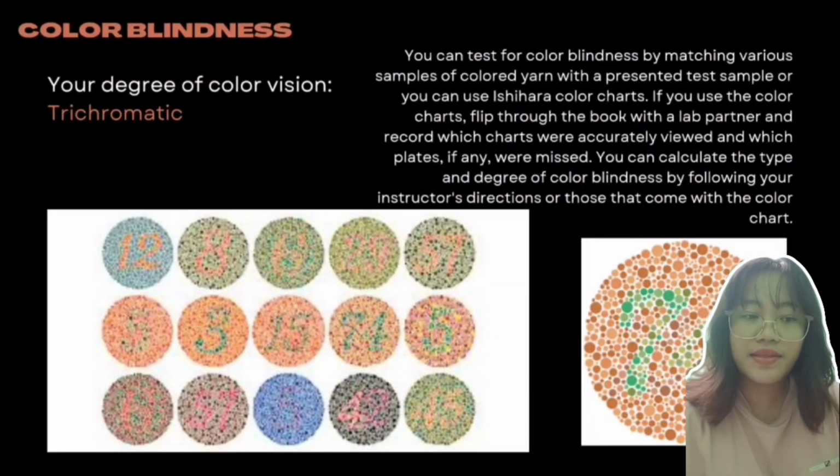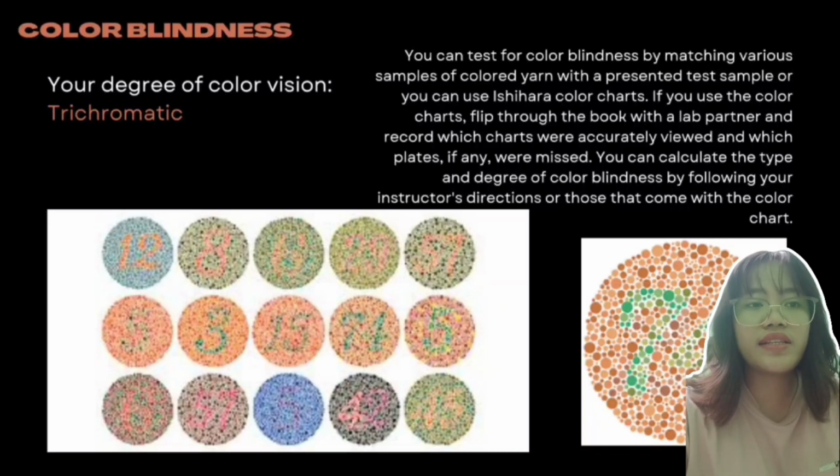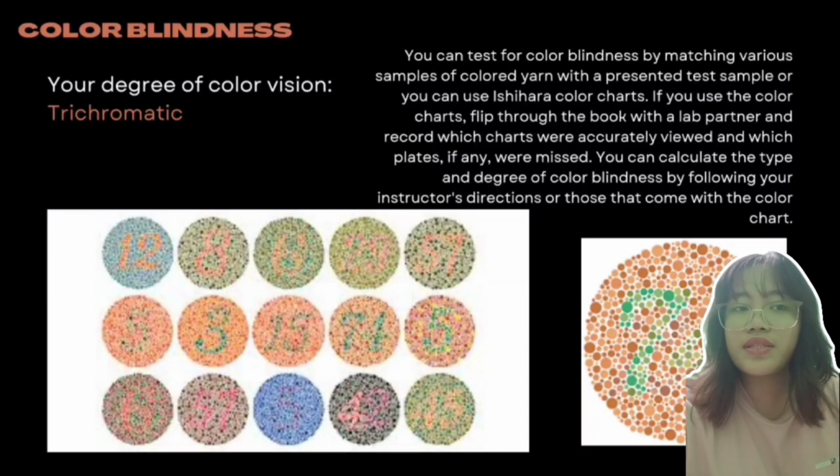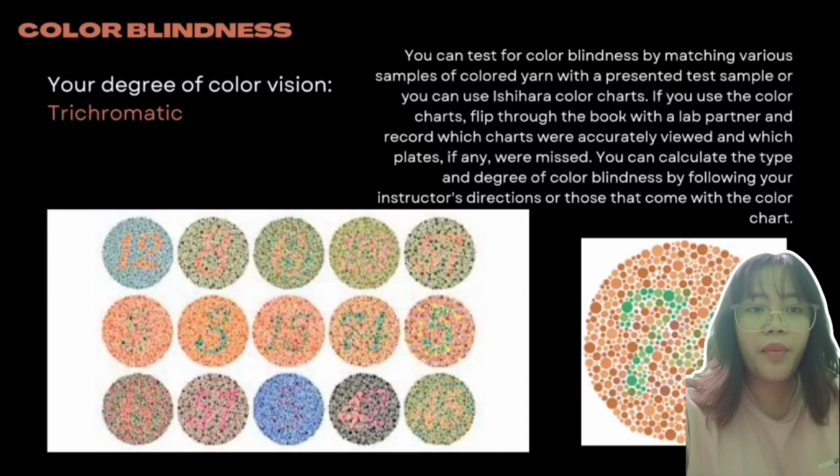For the color blindness test, color vision is dependent on three separate cone cell sensitivities, which can be red, green, or blue sensitive. Color blindness is most common in males and relatively rare in females. Changes in the genes on the X chromosome are the most common cause of color blindness. You can test for color blindness by matching various samples of colored yarn with the presented test sample, or you can use the Ishihara color charts. If you use the color charts, flip through the book with a lab partner and record which charts were accurately viewed and which plates, if any, were missed.